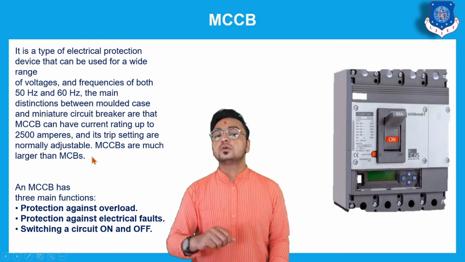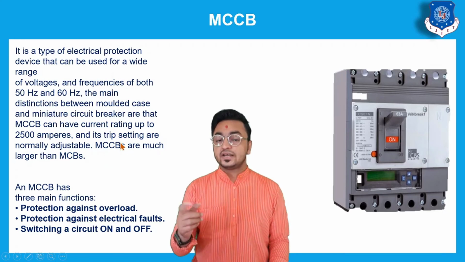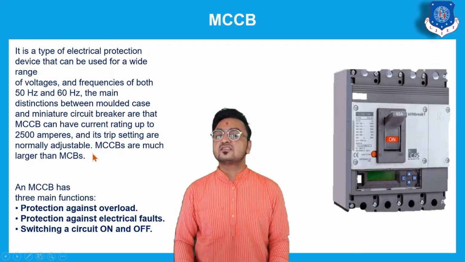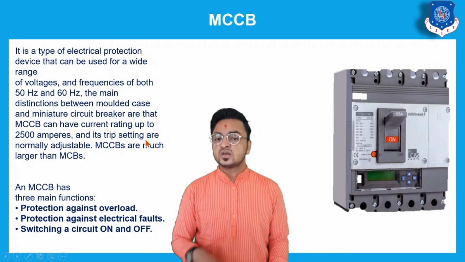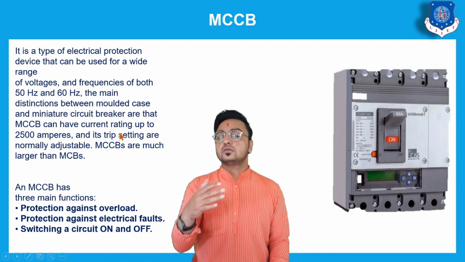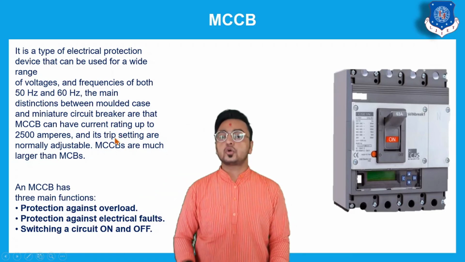This is one of the major differences between MCB and MCCB. Again, I am repeating, its trip settings are normally adjustable. So what is the trip setting? Trip setting means a particular rating of current at which this MCB or MCCB will be turned off automatically.